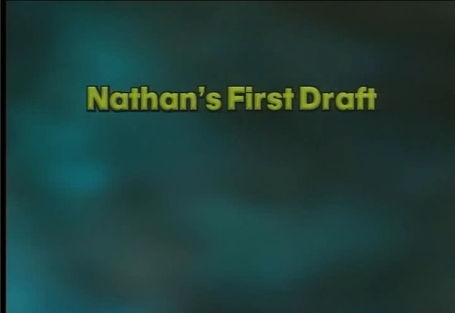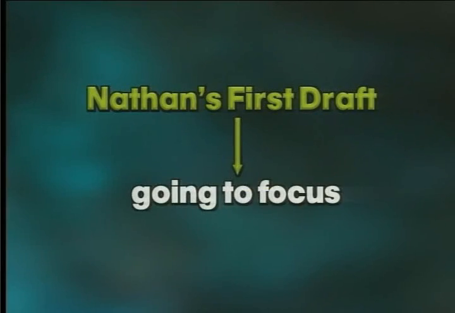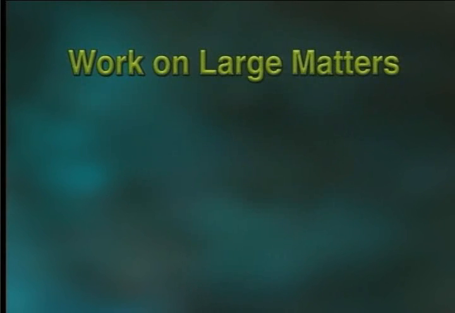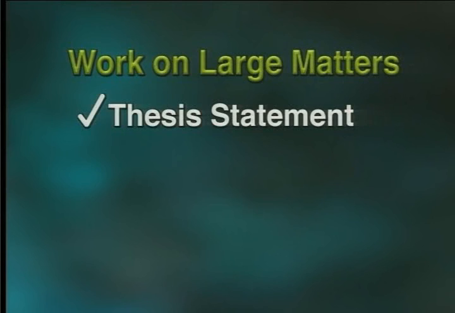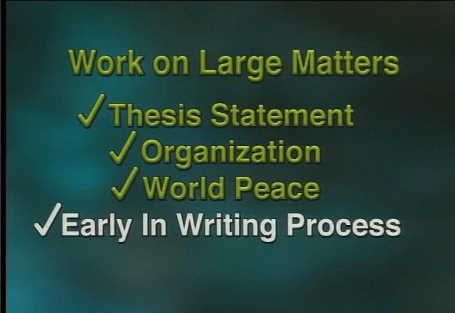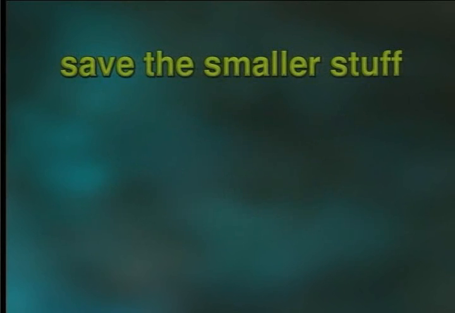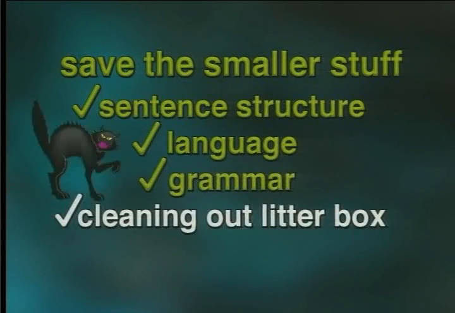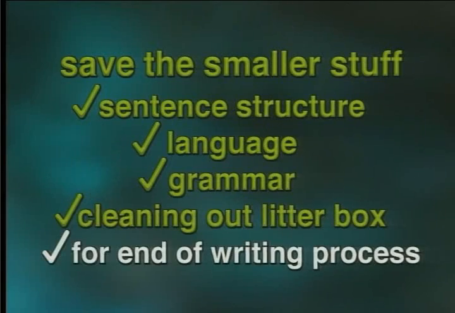Since this is just his first draft, he's going to focus on larger issues in his paper. Remember, you work on large matters like your thesis statement, organization, and world peace early in the writing process. You save the smaller stuff, like sentence structure, language, grammar, and cleaning out the cat litter box for the end of the writing process. Here are the questions Nathan came up with.